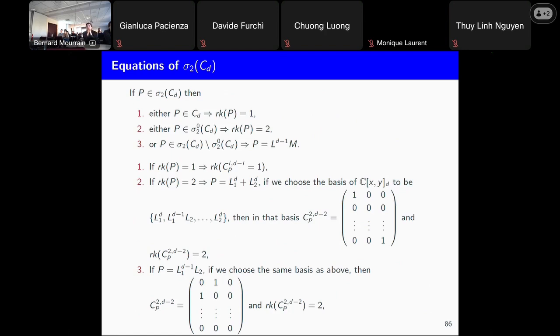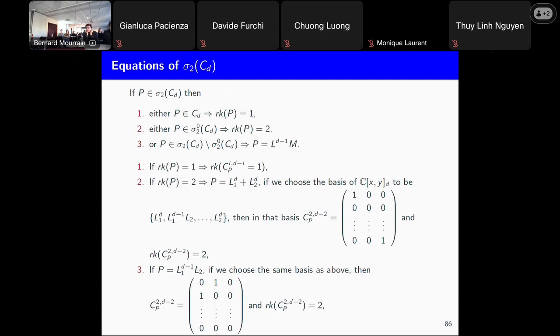And why don't you take a basis made by these two linear forms? So you take L1 to the D, L1 to the D minus 1 and L2, and then at the end L2 to the D. In this basis, your catalecticant on this polynomial will always be of this form. So it's clearly of rank 2.